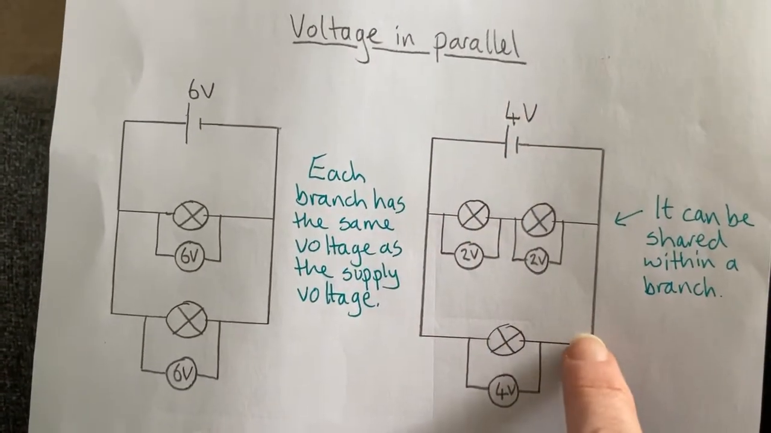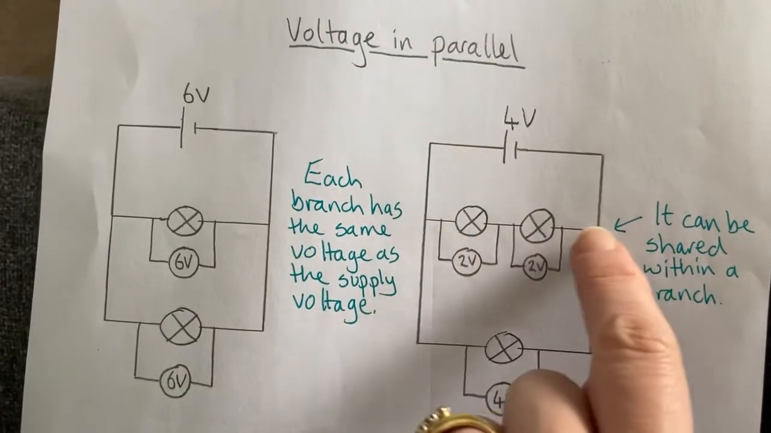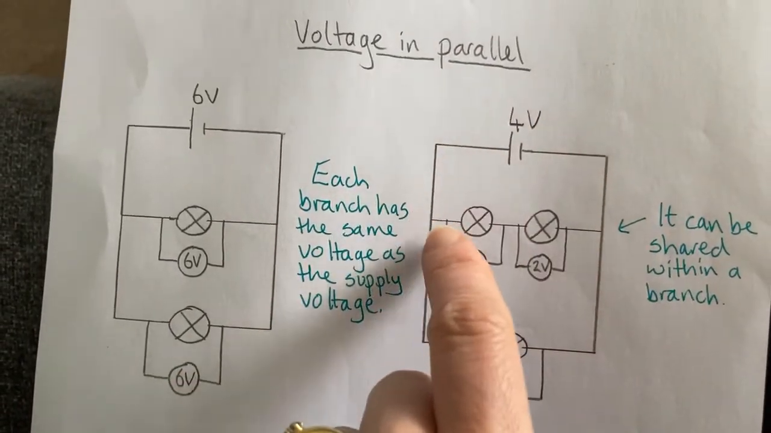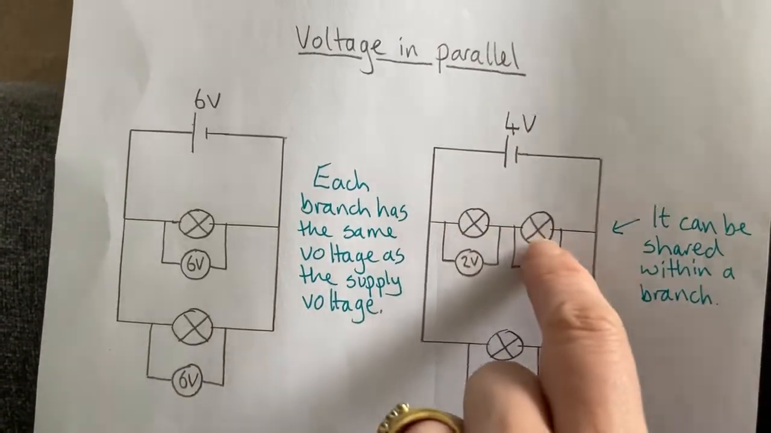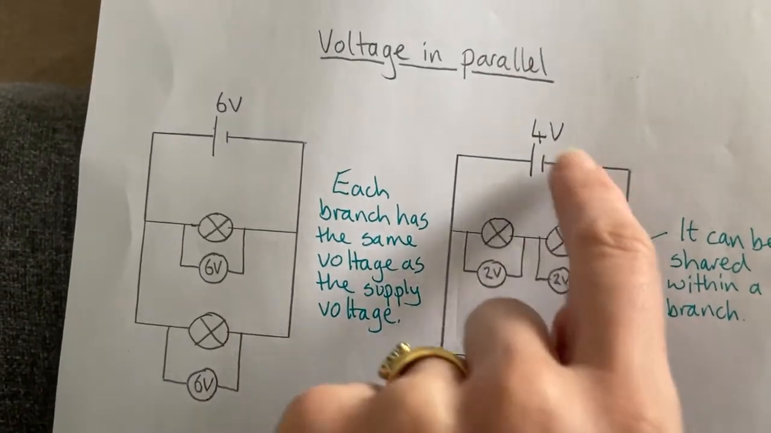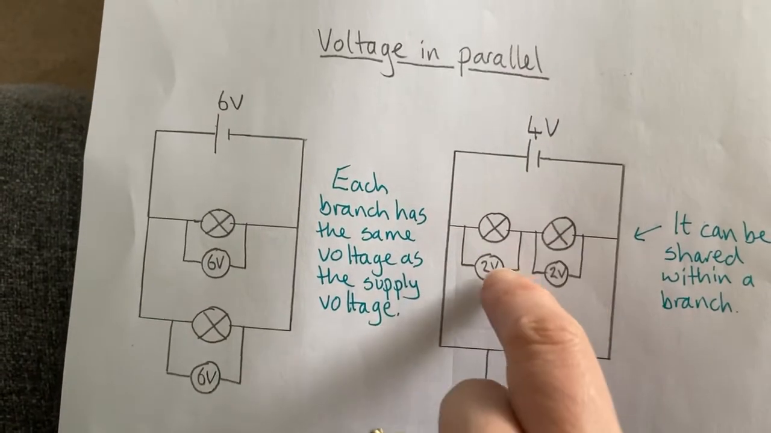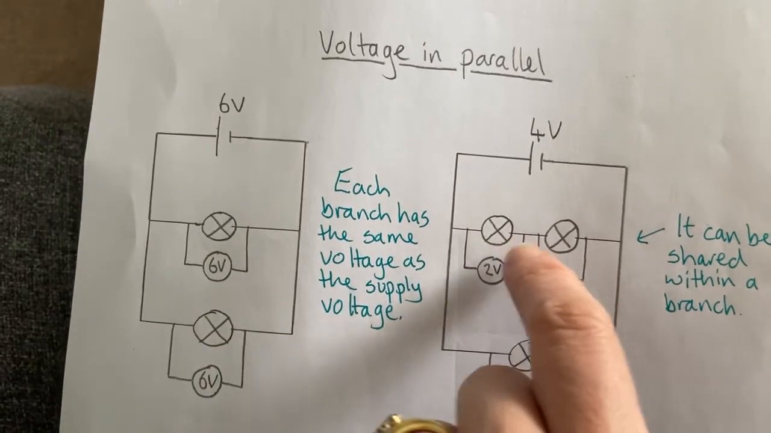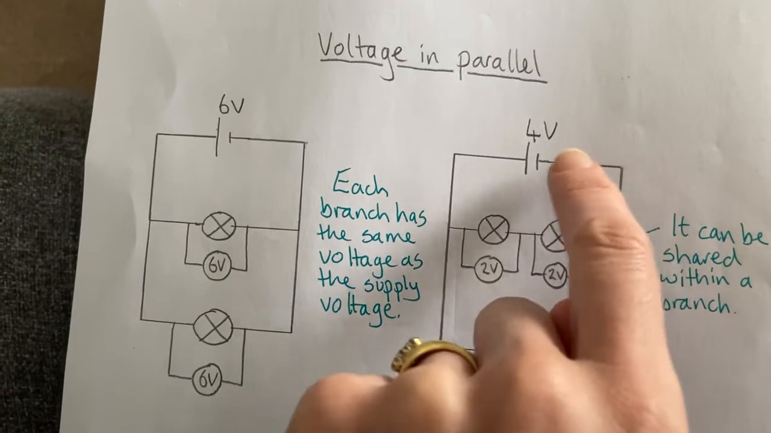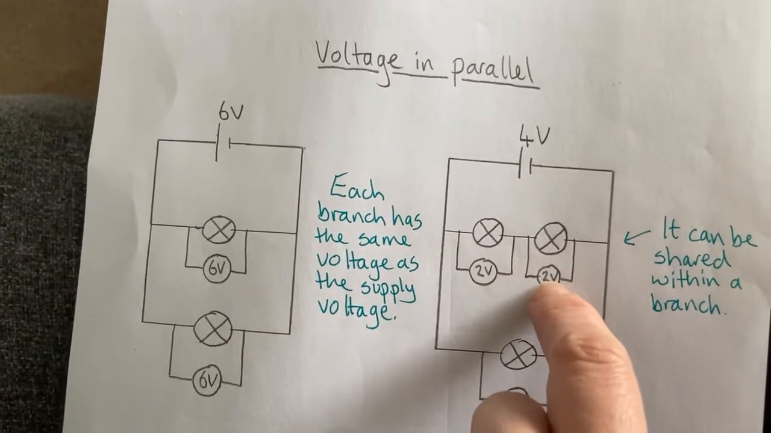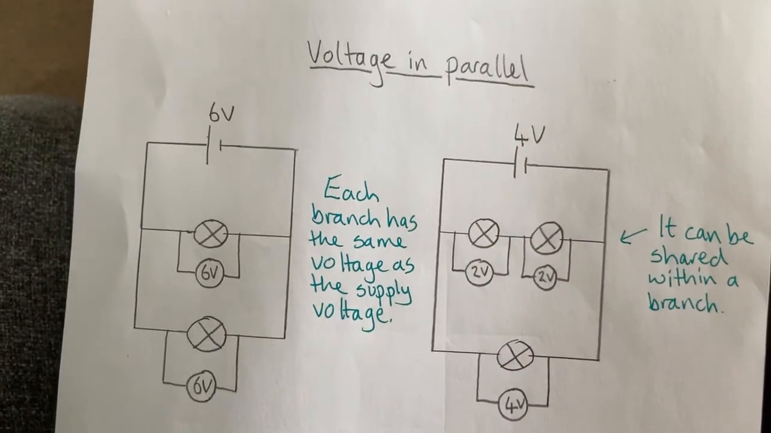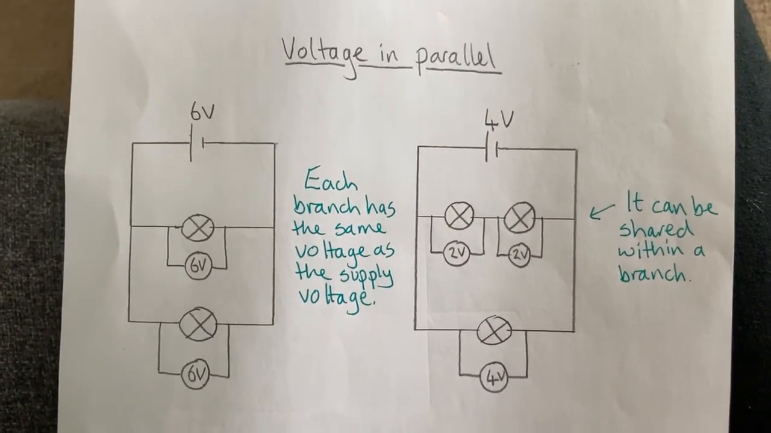Okay. The ones that go through this branch here, they have got their 4 volts, but they have to share it between 2 within that branch. So the total voltage across that branch is still 4 volts, but it's shared between the 2 lamps that are in that branch. Okay, so they've got their 4 volts. They give 2 to this one, 2 to this one, back to get some more. Okay, hopefully that makes sense.